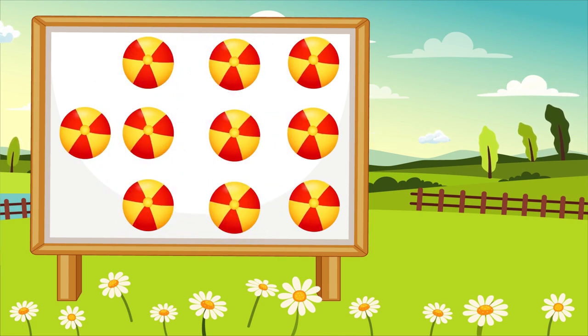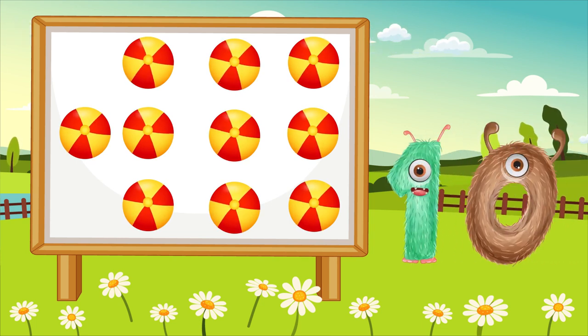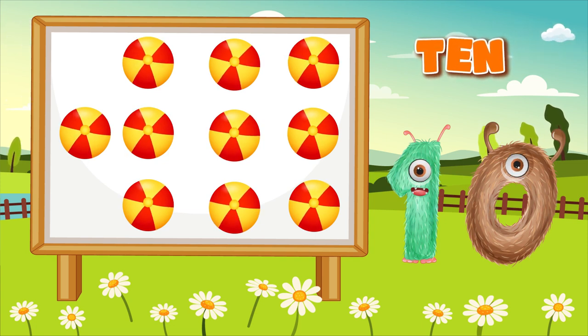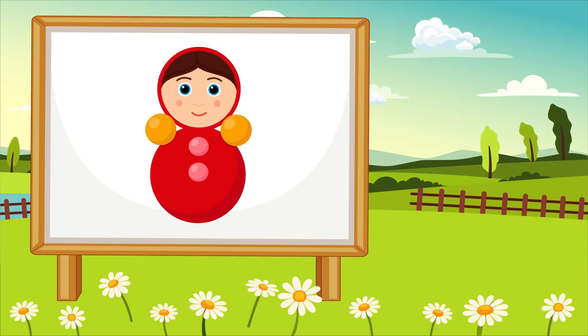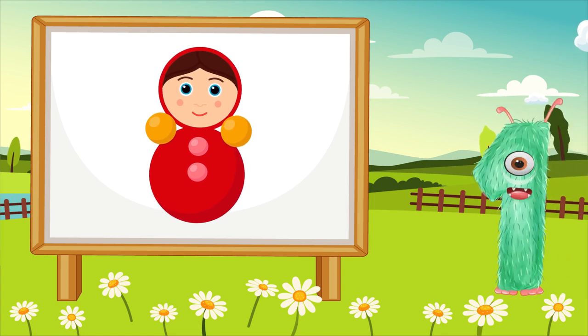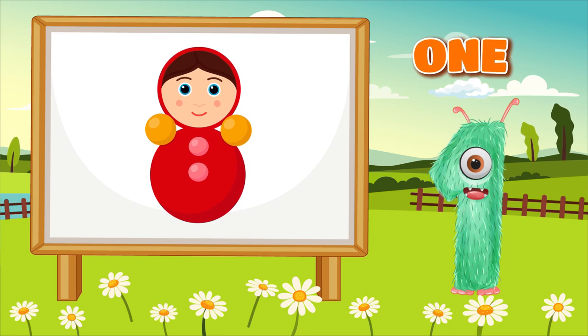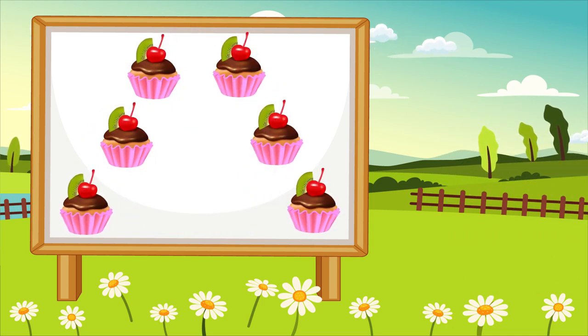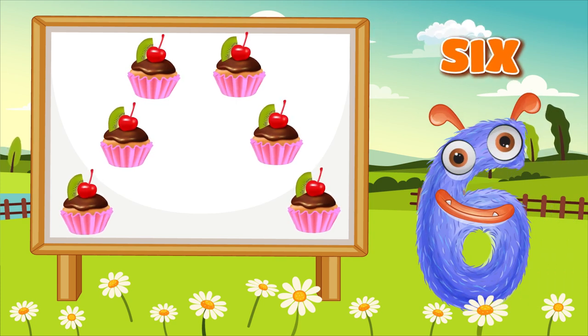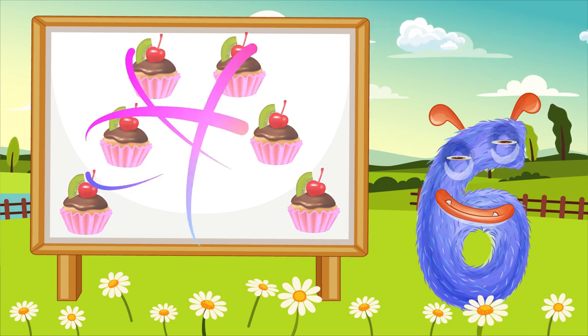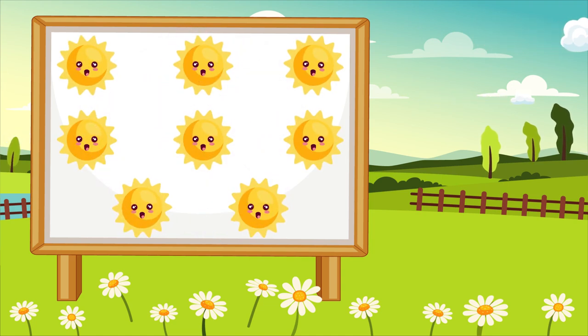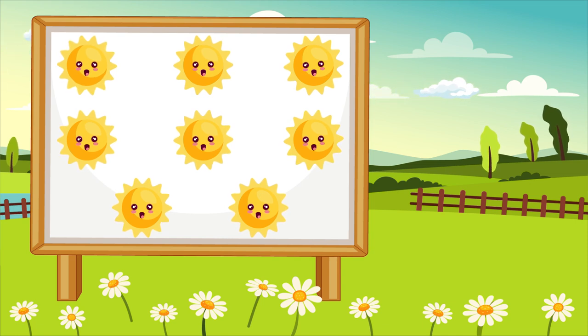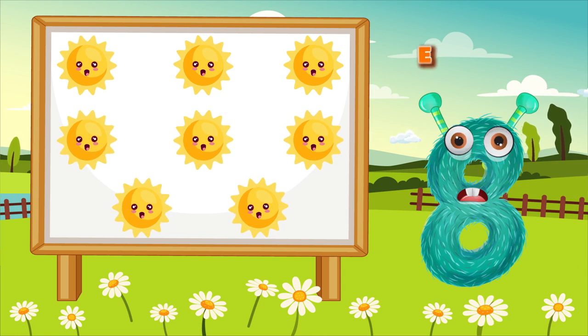How many objects are here? 10. 10 objects. Yay! How many objects are here? 1. 1 object. How many objects are here? 6. 6 objects. Yay! How many objects are here? 8. 8 objects.